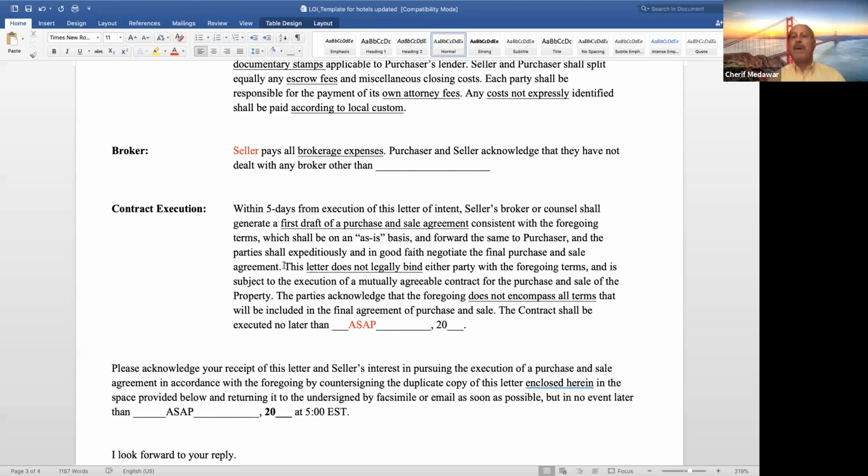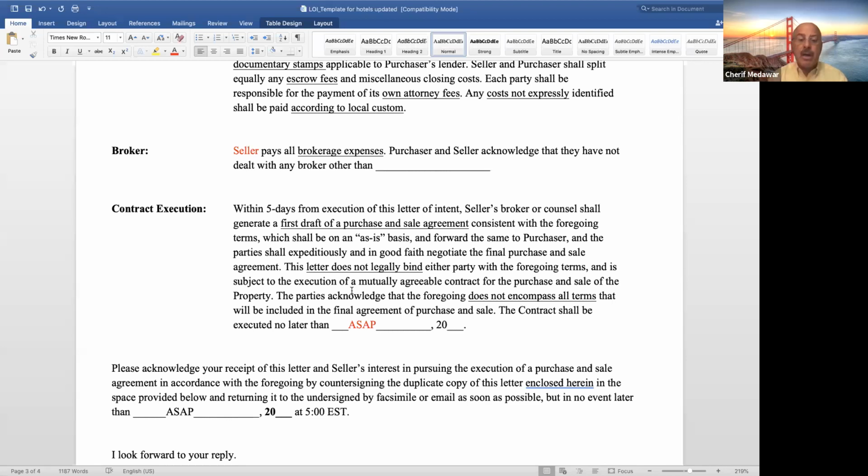Yes, I'm putting an offer price on the letter of intent, but as I go through the process of discovery, I'll discover some things with the due diligence, etc., and I may have to renegotiate some things. So this letter does not legally bind either party with the foregoing terms and is subject to the execution of a mutually agreeable contract for the purchase and sale of the property. There is a letter of intent, then there is a purchase and sale agreement, then there is a final negotiation for final points after we get all the due diligence documents and do our own due diligence. Then we get the loan and we close.